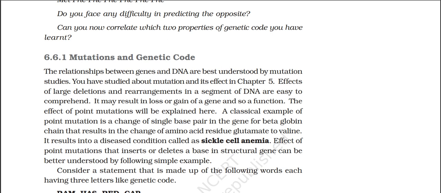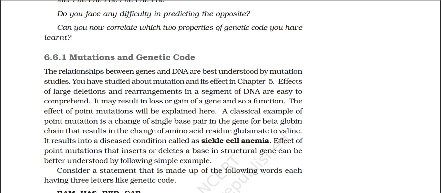A classical example of point mutation is a change of single base pair in the gene for beta-globin chain that results in the change of amino acid residue glutamate to valine. It results into a diseased condition called sickle cell anemia. Effect of point mutations that insert or delete a base in a structural gene can be better understood by the following simple example.